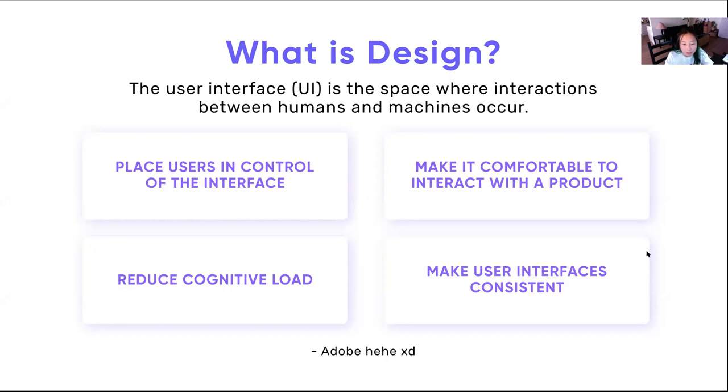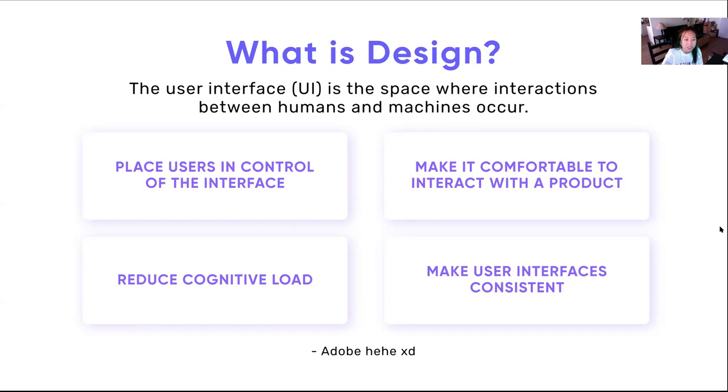According to Adobe, noted down here, the way that you design your interface, you should keep in mind these four things. So first, you should place users in control of the interface, so making sure that everything is usable, which is something we'll go more in depth into on Monday. Make it comfortable to interact with the product, so no clashing colors or really ugly fonts.